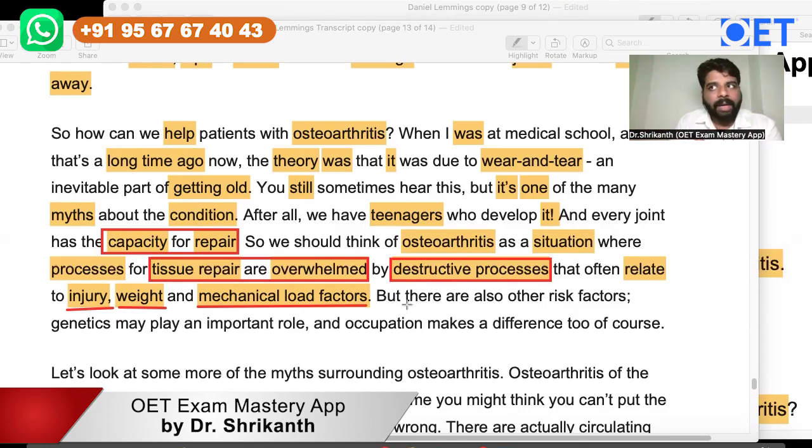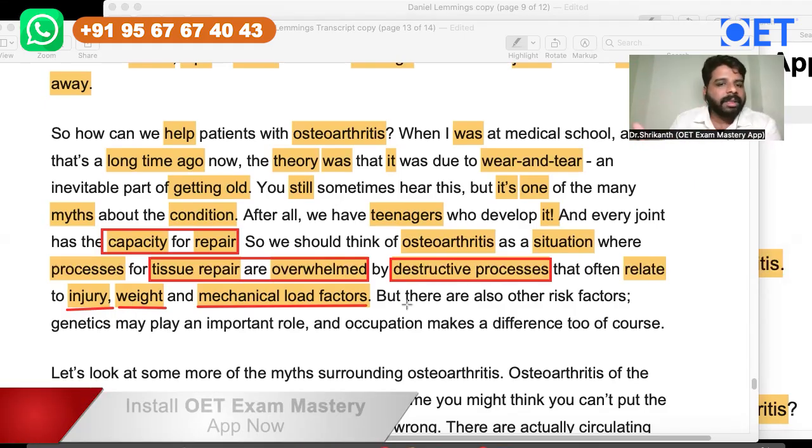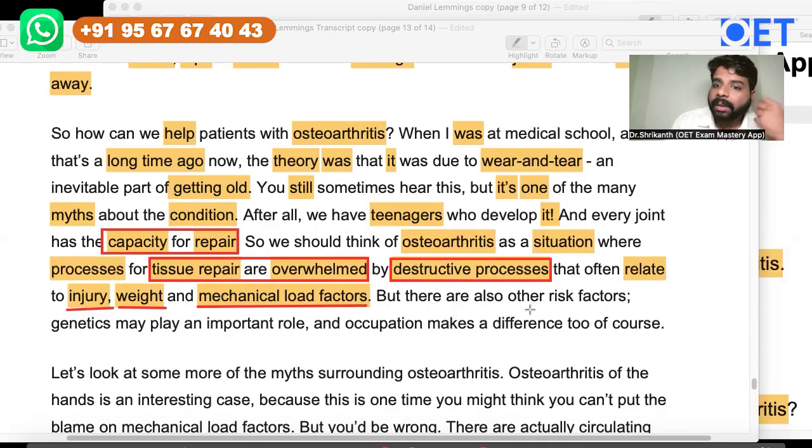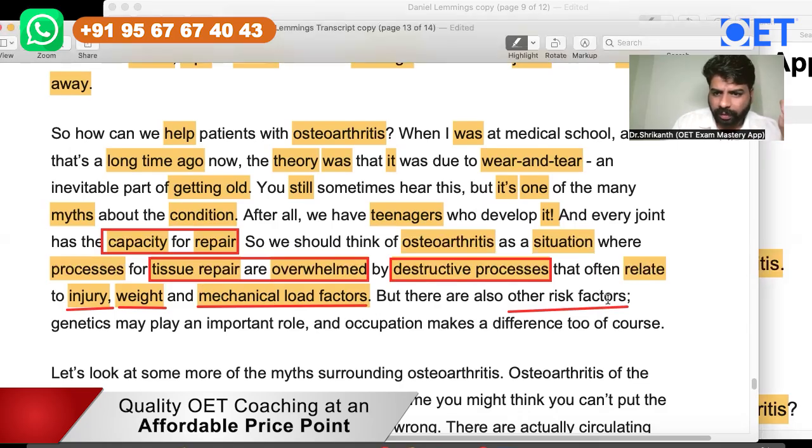Now you see, this is the suggestion. When we have a patient who is suffering from osteoarthritis, we need to understand the body is trying to heal itself, but the patient's body is overwhelmed by so many destructive processes. That is injury, weight, and mechanical load factors. But there are also other risk factors. What are the other risk factors? Let's see.